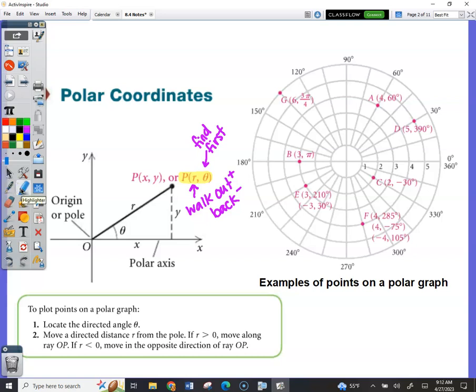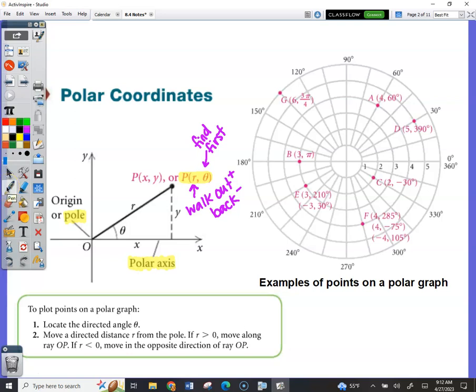Couple more vocab words here. What you're used to calling the origin is now called the pole. So if I say from the pole, I'm talking about from the very center of the grid. And what you're used to calling the x-axis is now called the polar axis. Okay? Now, if you need more explanation of how to graph it, I copied the directions on how to graph it right here. But if you wrote this down, then you can see like the Cliff Notes version.